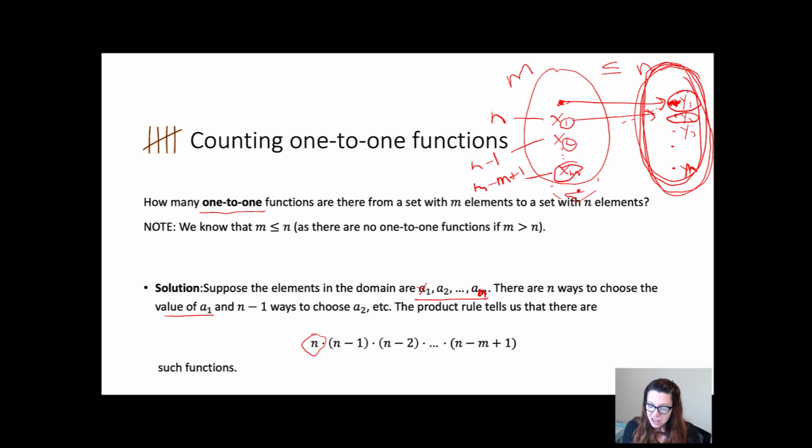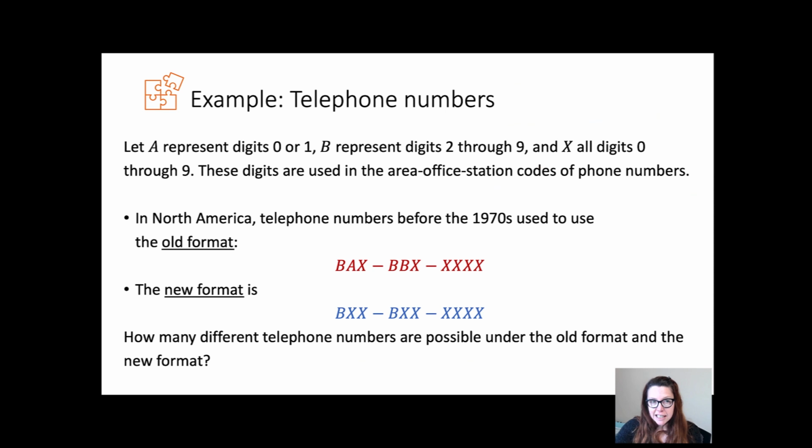This is where later we're going to get to times that the order you do things matters. When we get to permutations and combinations, we'll see that we talk about order differently. But in this example, it doesn't matter which arbitrary element we mapped first. So for the second one, we had n minus 1 choices, then n minus 2, all the way down to n minus m plus 1. We would calculate what that is, and that depends on the size of these sets. Okay? So let's take an example that we can actually work with.